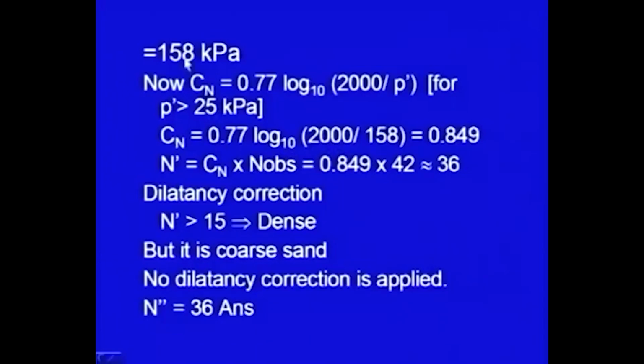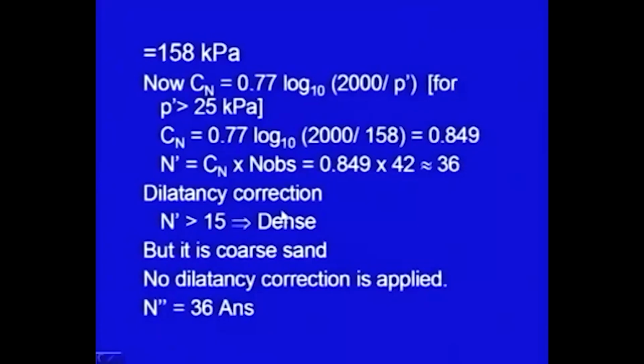In case this value had been, let us say, 20 or 15, something less than 25, you would have used those standard charts which I discussed earlier. So Cn will be equal to 0.77 log10(2000/158), and the value is 0.849. So I get the N corrected for overburden equal to 0.849 into 42, which was the N observed. So this value comes out to be 36.